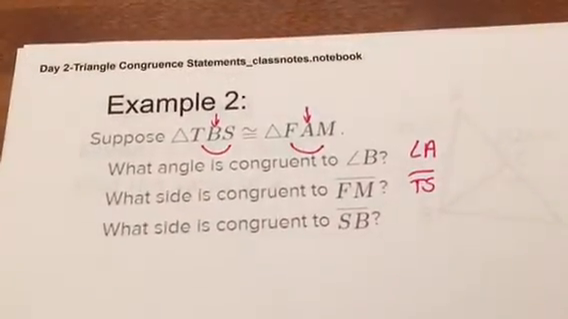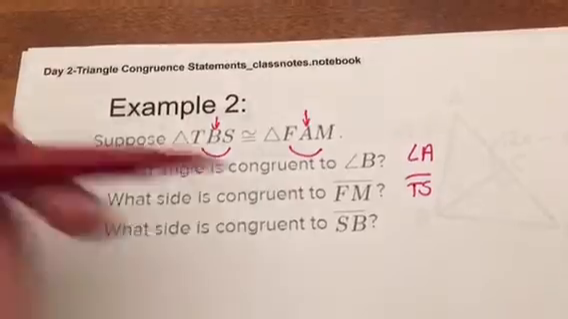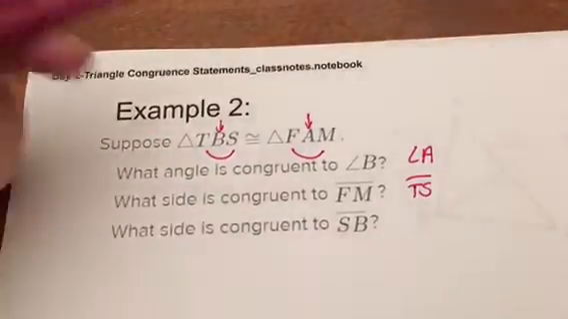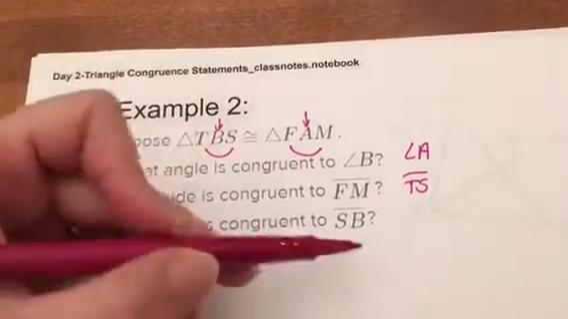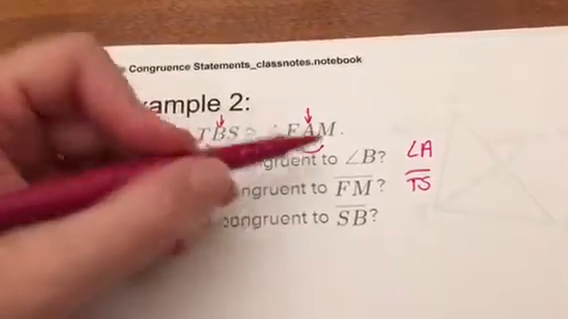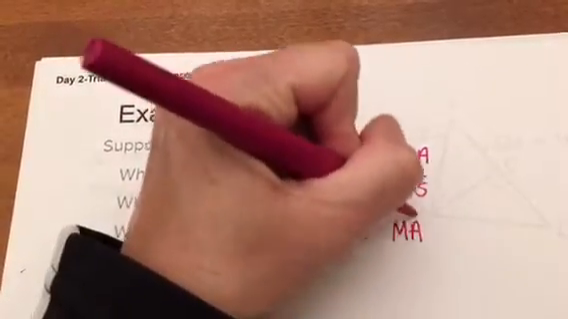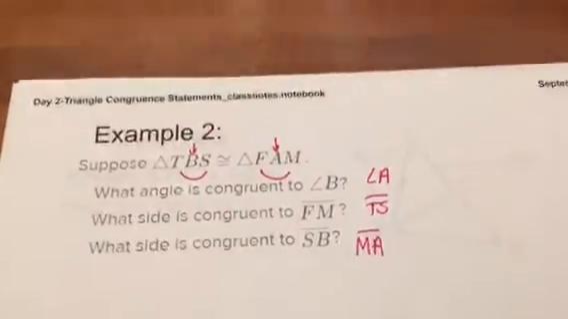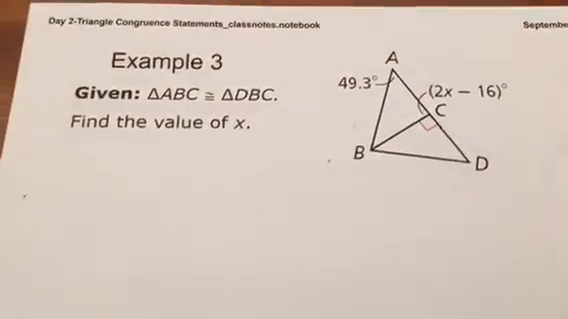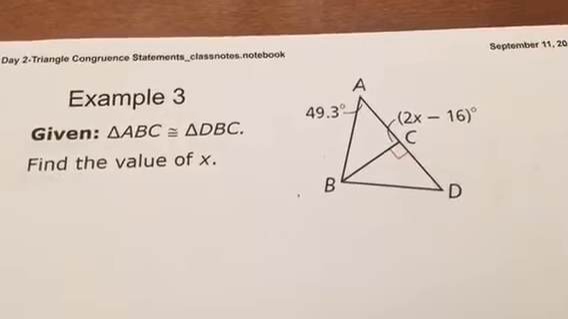And what side is congruent to SB? Well, these letters look like they're kind of backwards, but that's okay. So SB, just go in the same order, is congruent to MA.